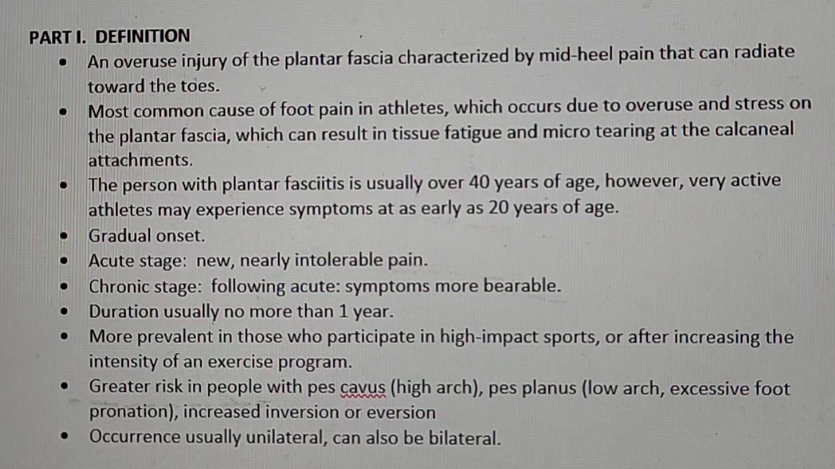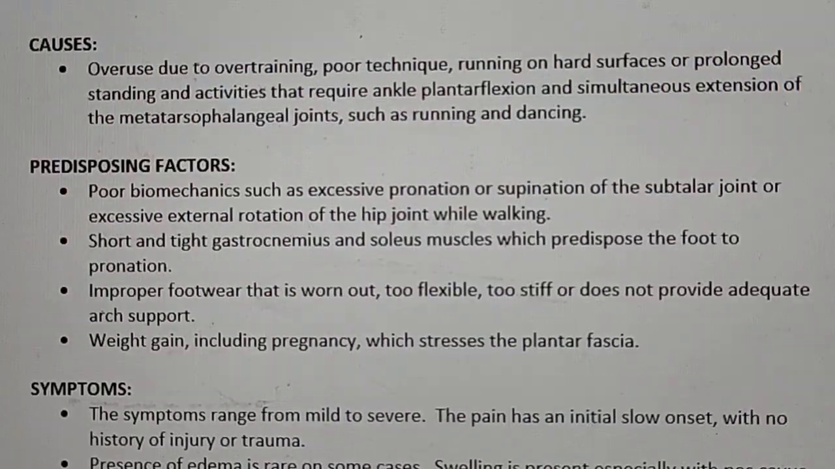So greater risk in people with pes cavus, which is high arch, pes planus, which is low arch, excessive foot pronation, and increased inversion or eversion. This is more on the foot. Okay, so occurrence of this condition is usually unilateral, meaning on one side, and can also be bilateral, meaning on both sides. Okay, so causes of the condition: there's overuse due to overtraining, poor technique, running on hard surfaces, or prolonged standing and activities that require ankle plantar flexion and simultaneous extension of the metatarsophalangeal joints. It's on the foot, such as running and dancing.